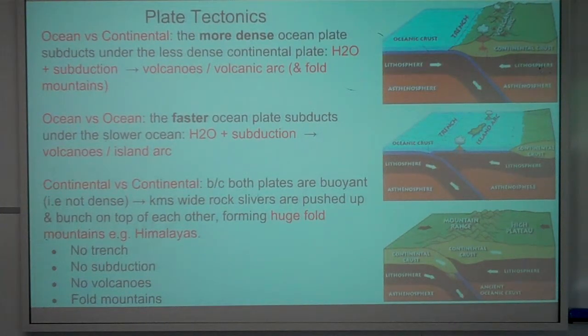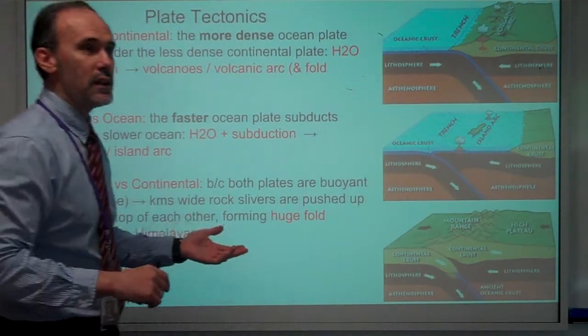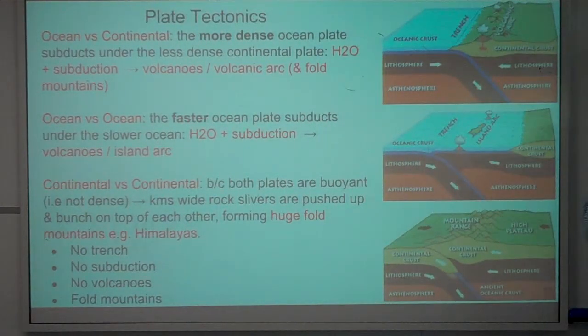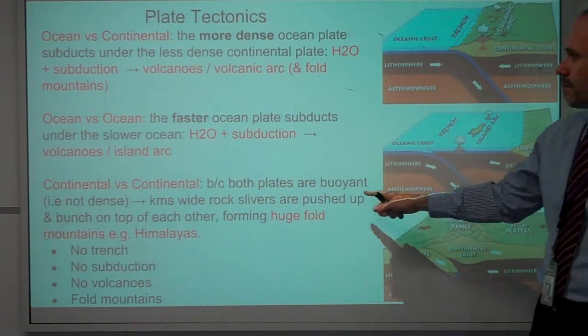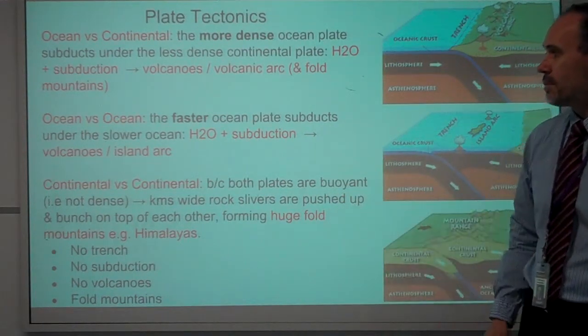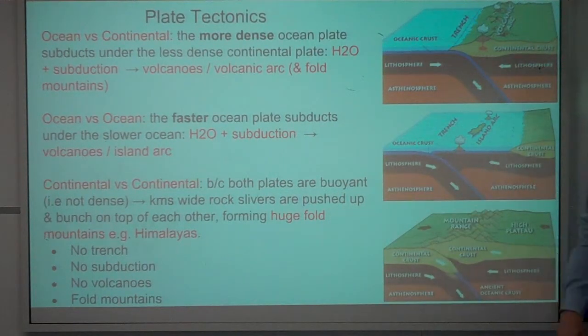Okay? And then continental versus continental, guess what? They're the same density, and when they run into each other, what do you think happens? Earthquake. Well, they just build up. Mountain. You get the Himalayas or something like that. Because both plates are buoyant, not dense, the kilometres wide rock slivers are pushed up and bunch on top of each other, forming huge fold mountains like the Himalayas.